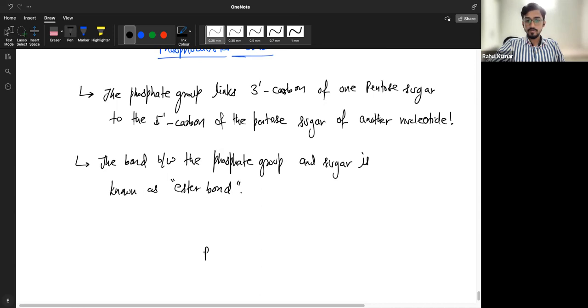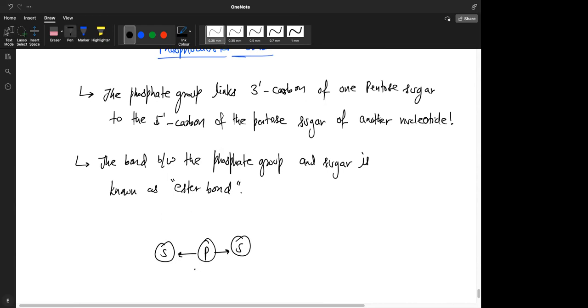So if there is one phosphate, it is bonded with one sugar. This is ester. On the other side also it is bonded with one sugar. Then what will this be called? If one is ester, two will be what? Esters? Wow.